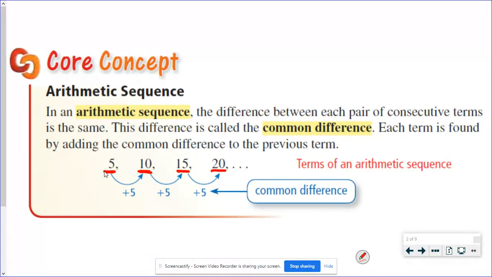We will also have, when we're writing an arithmetic sequence, an important number, which is the first term in the sequence. Those are the two things that we're going to need: the first term in the sequence, and then whatever the common difference is.